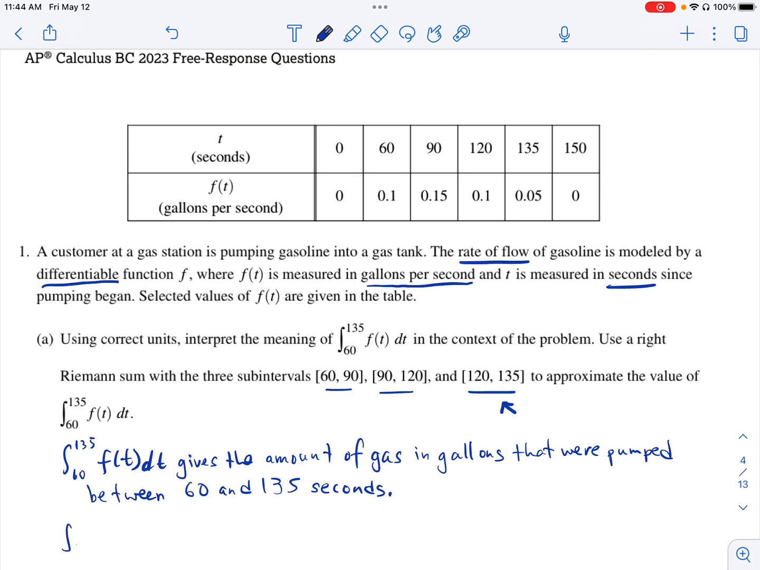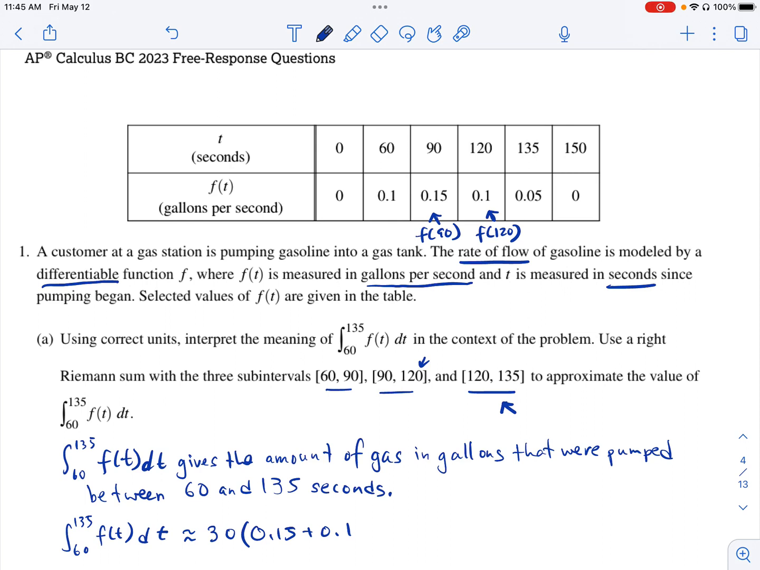So we're going to say that the integral of f of t from 60 to 135 can be approximated using the following Riemann sum. So I'm going to take the width of each subinterval times the height of the first two. So from 60 to 90, since it's a right Riemann sum, we want to evaluate the function at 90, right? This here is going to be f of 90. So that's going to give us the height of the first rectangle. So that's going to be 0.15. And then the second subinterval is also going to have a width of 30, but that height is then evaluated at 120, which is going to be f of 120. So that's going to be 0.1.